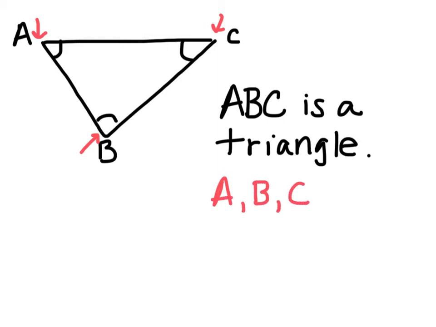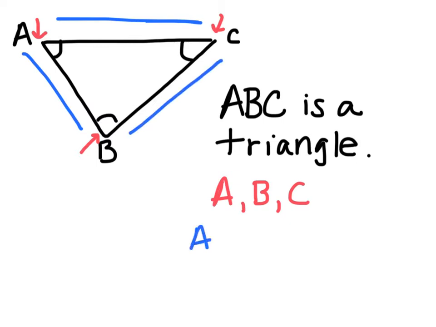Next, the triangle has 3 different sides: side AB, side AC, and side BC. We would write those like this: AB, BC, and CA.